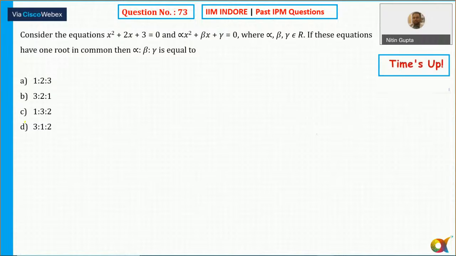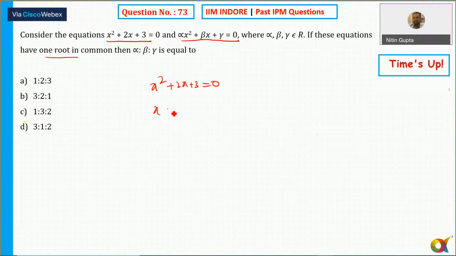Okay, a very easy one. Yes, that's right. It says consider the equation x square plus 2x plus 3 equal to 0. If the equations have one root in common, so we can find out what is the root which can be common. But when you try to solve it, you will find out that its roots are actually imaginary.